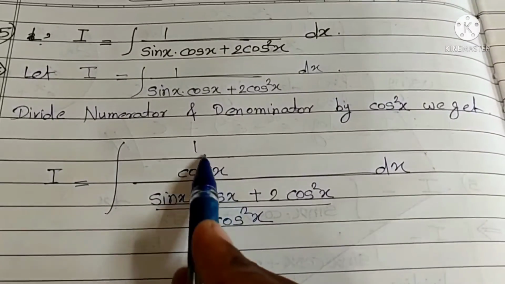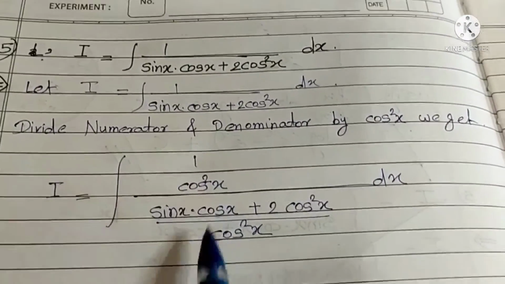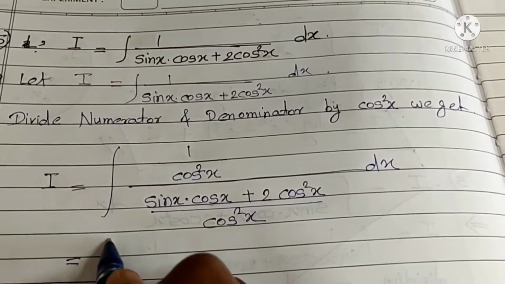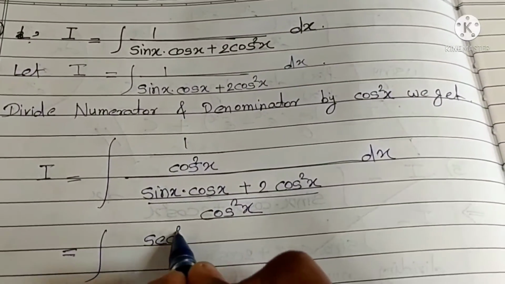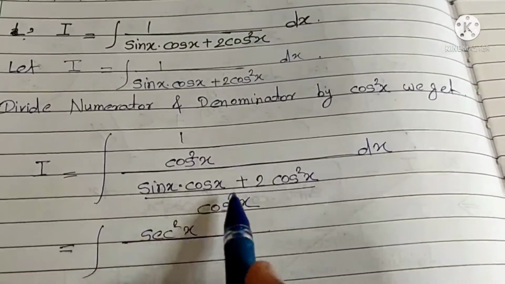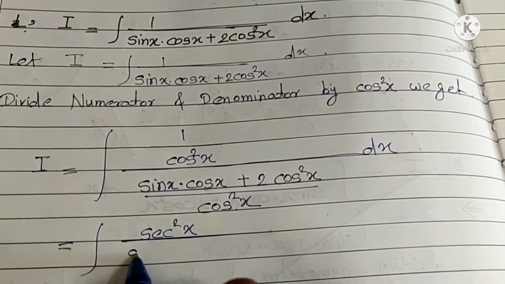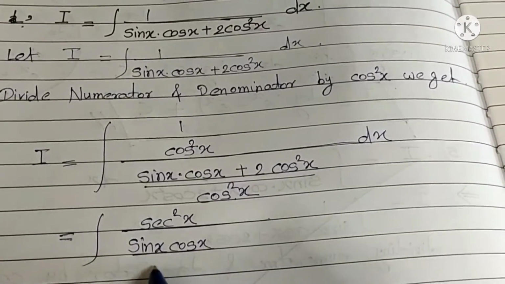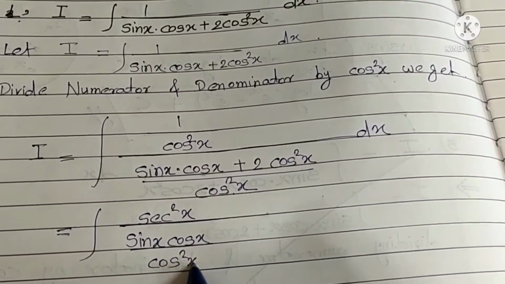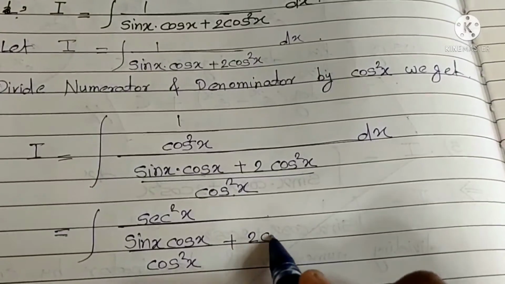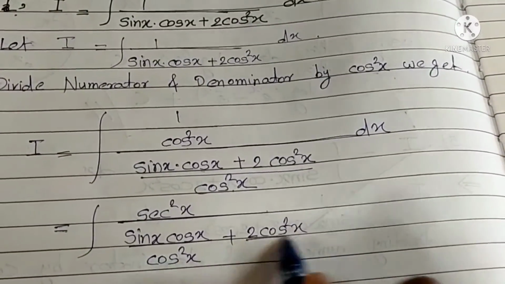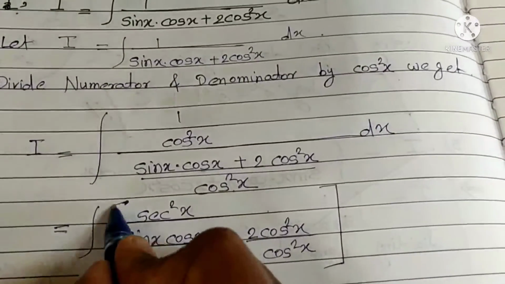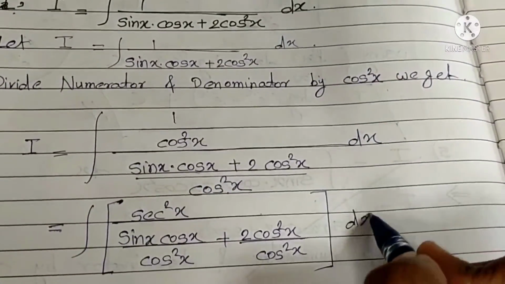Now we know that 1 upon cos square x is sec square x. So write here sec square x and separate this cos square x in the denominator. So sin x into cos x plus cos square x plus 2 cos square x upon cos square x. Okay, and this is over dx.